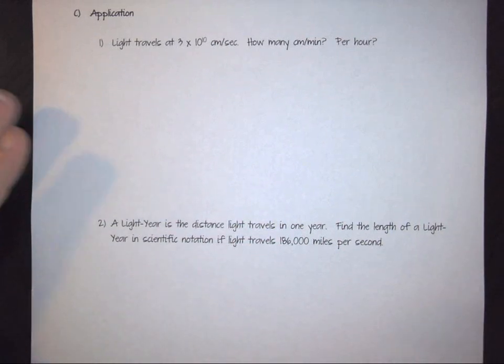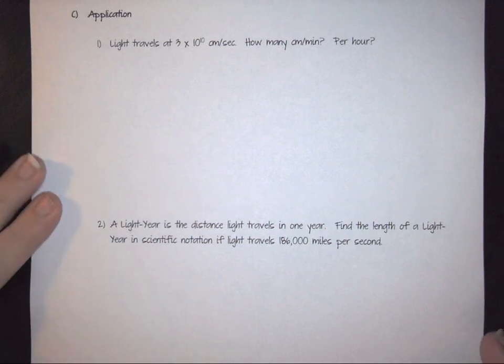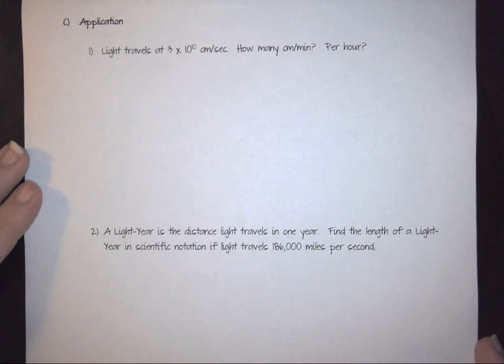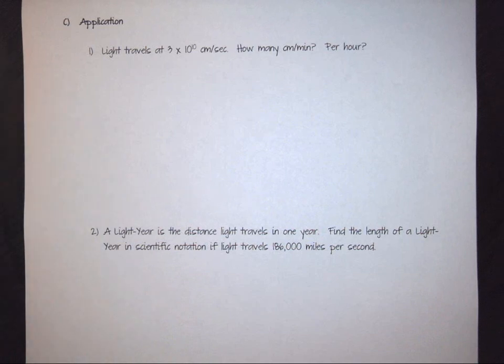Alright, welcome back. Here I wanted to go over just a couple quick examples using scientific notation to solve some application problems. So the first one I have says that light travels at 3 times 10 to the 10th centimeters per second. So how many centimeters per minute is that, and then how many per hour?